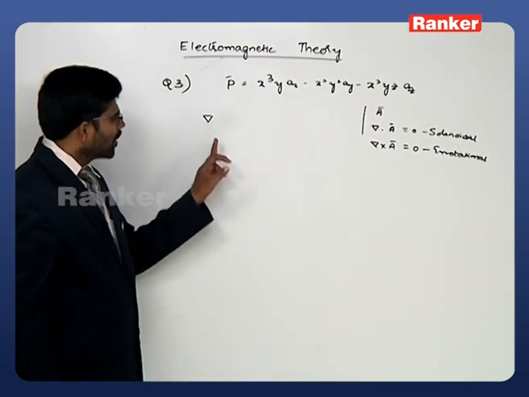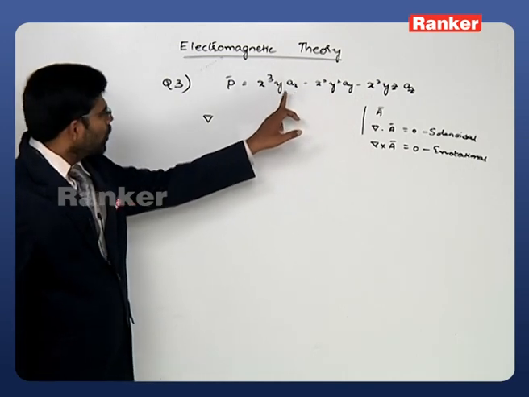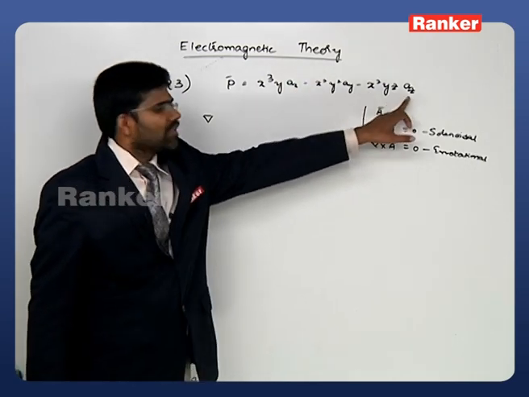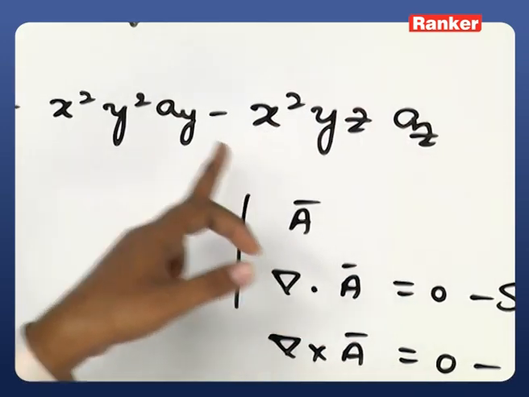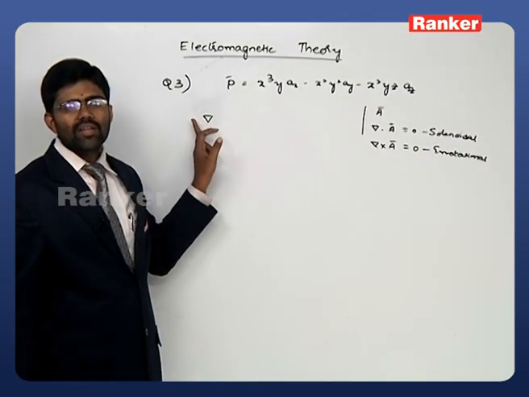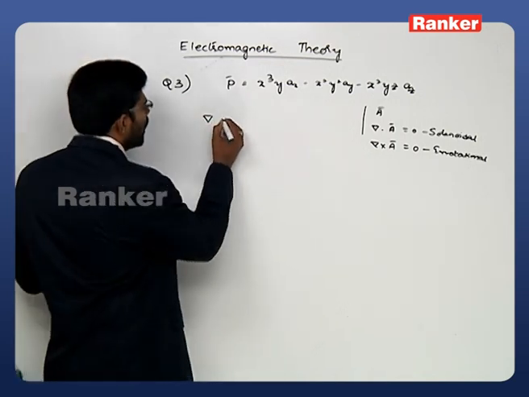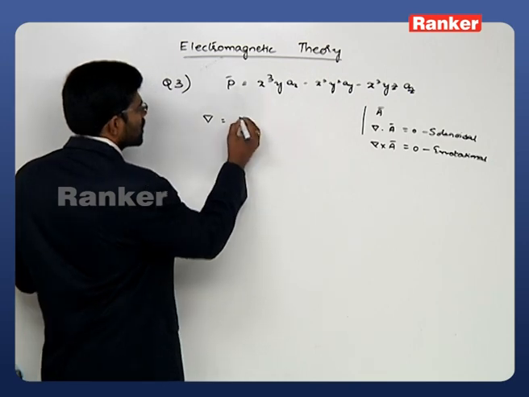To consider this del operator in a given coordinate system, just observe the unit vectors. The unit vectors are ax, ay, az. Since the unit vectors are ax, ay, az, the given del operator must be taken in a rectangular or Cartesian coordinate system. So how was this del operator defined in the rectangular or Cartesian coordinate system?